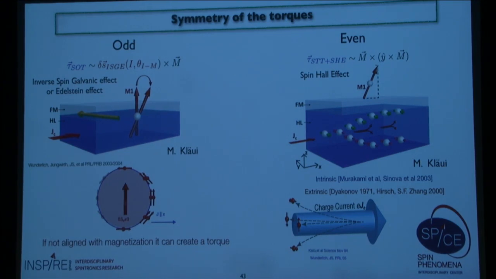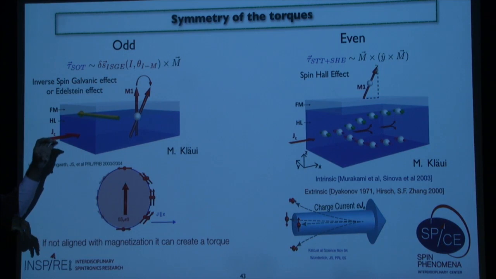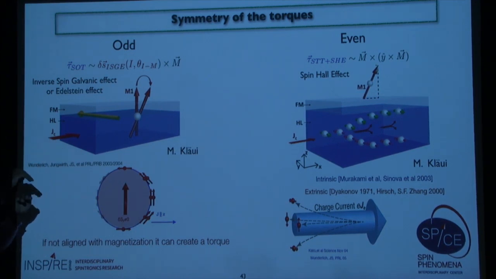Now, what I was saying happens in bilayer systems. So you have to have something like platinum and something like iron. And the reason that happens is you break the inversion symmetry.